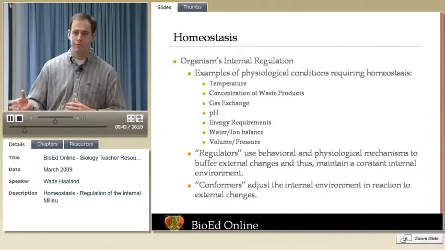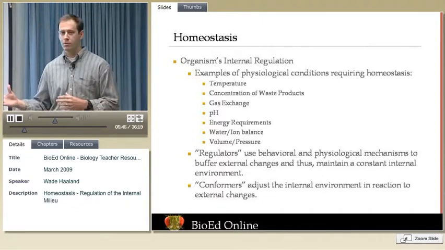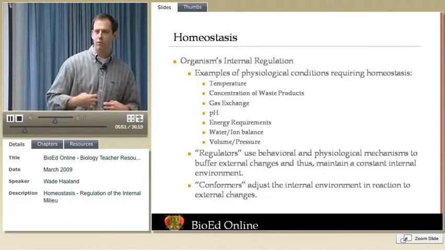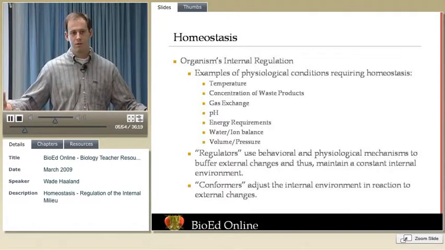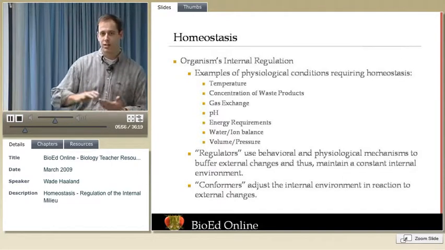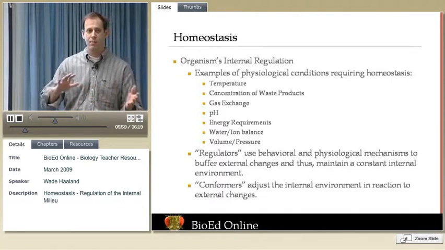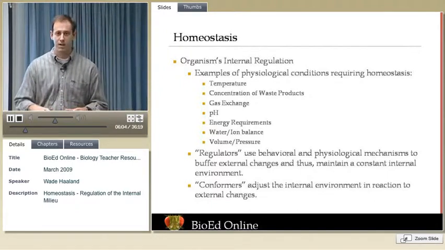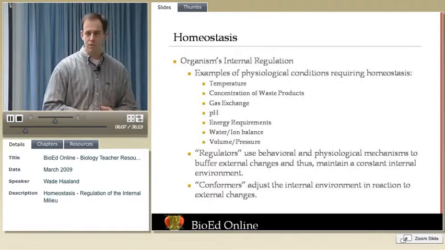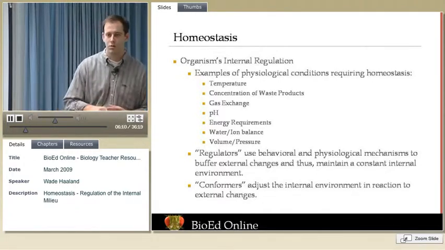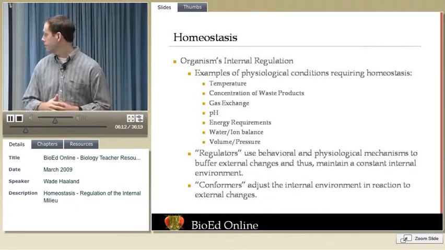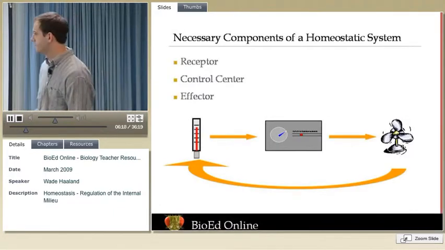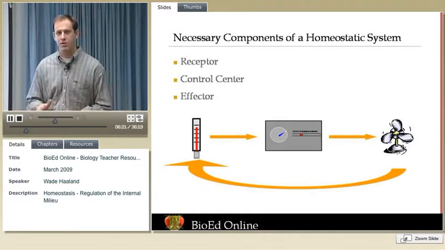Other types of organisms called conformers don't have a way to deal with those kinds of issues. Basically, their internal environment is going to change with their external environment. They still can't manage major changes, so they have to live in pretty stable environments, like microorganisms that live in a certain concentration of salt water that doesn't change too much. But we are considered regulators. And so for the rest of the talk, I'll pretty much be talking about regulators.